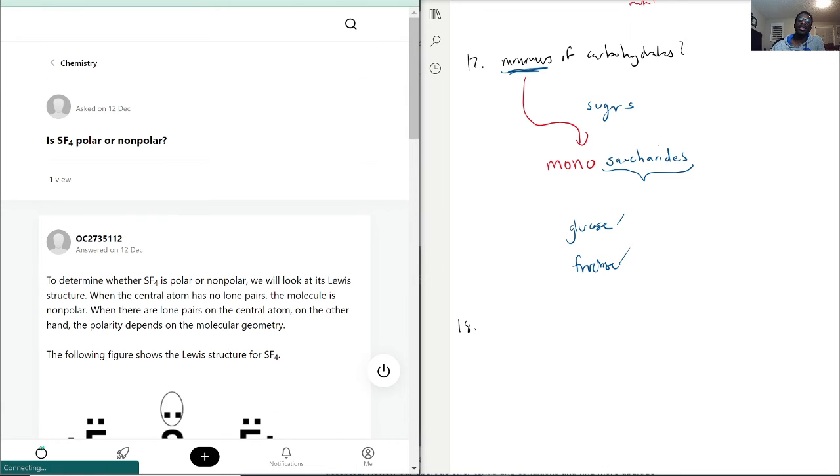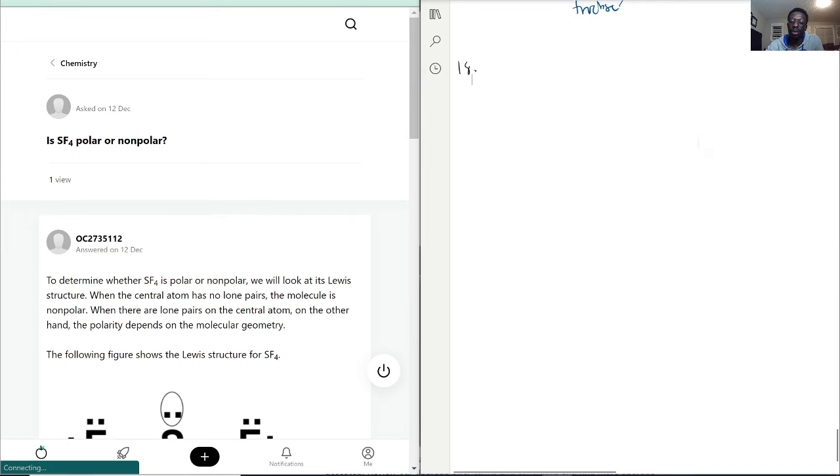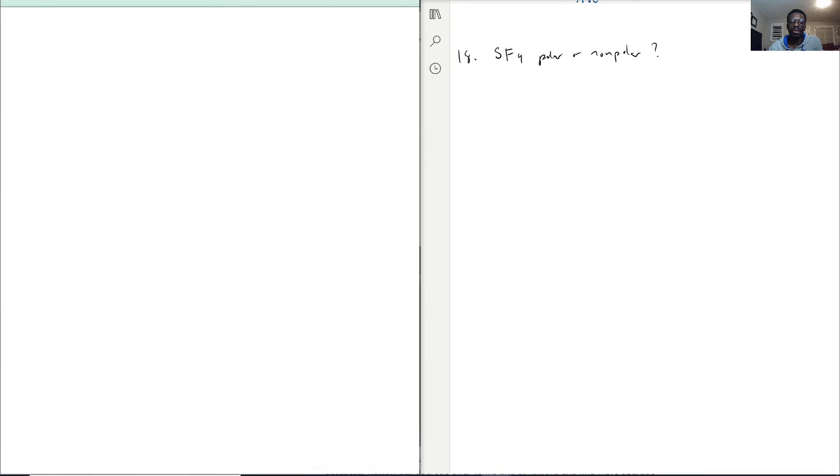Is SF4 polar or nonpolar? So we have SF4, polar or nonpolar. And SF4 is also known as sulfur tetrafluoride. To find out if it's polar or nonpolar, we do have to go through just a few steps here.